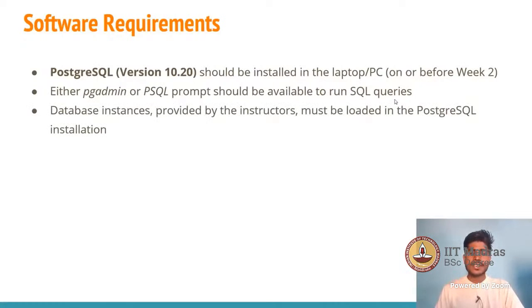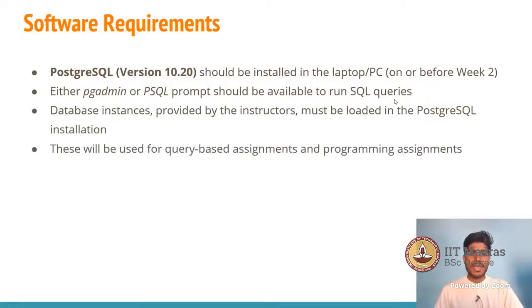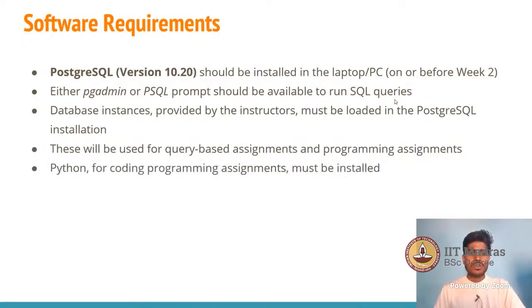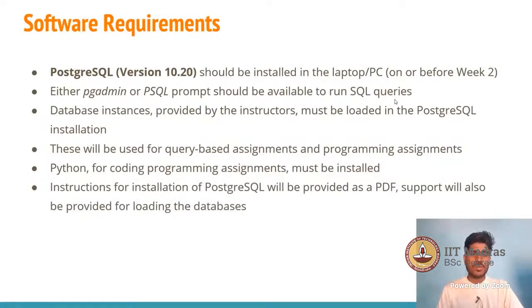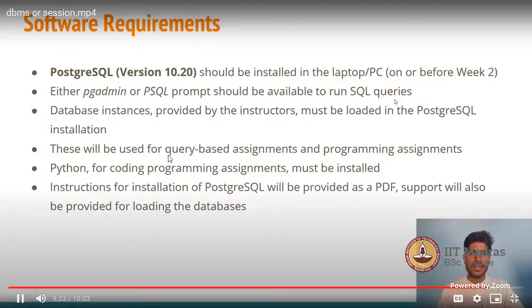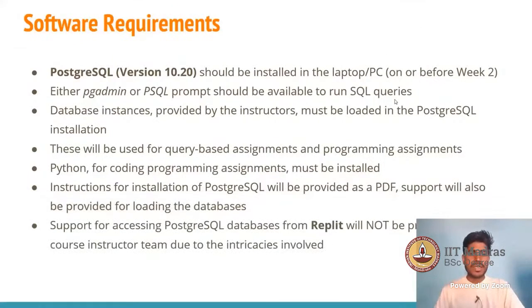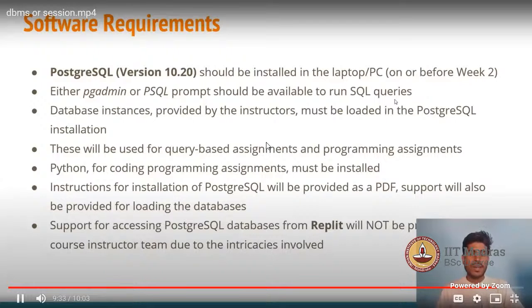Whatever database instances we provide must be loaded in PostgreSQL. This will be used for query-based assignments and programming assignments. You also have to install Python for the programming assignment. In week 7, we are going to run Python database connectivity using the Psycopg2 module. For that, you will need the Python shell, so Python must be installed on your local machine. We have given a detailed stepwise process in a PDF file on how to load the database, and support will also be provided for loading databases. Replit does not support PostgreSQL, so support for accessing a PostgreSQL database from Replit will not be provided.